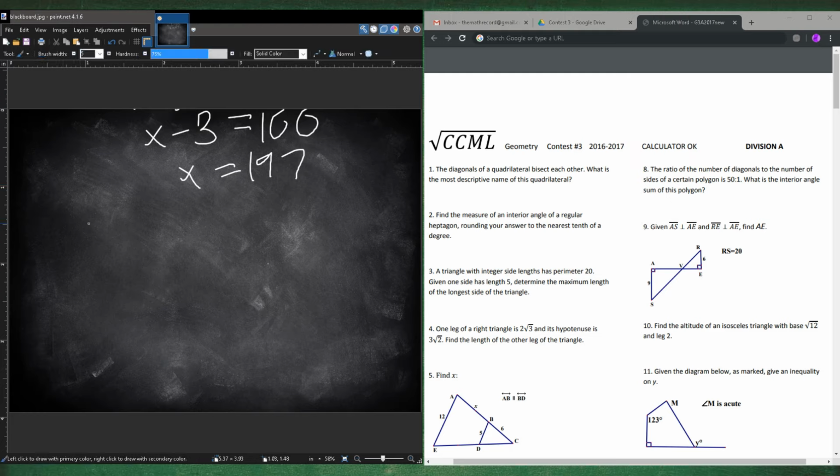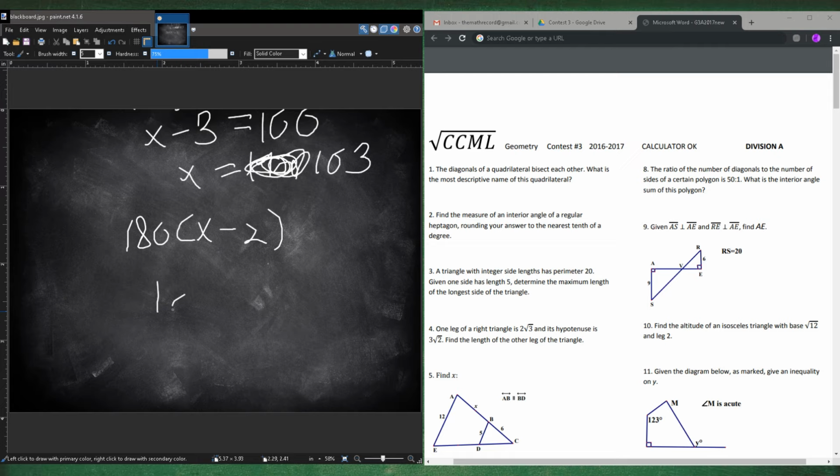Oh, sorry, it's not 197, it's 103. Sorry, can't subtract, can't add. So the sum, as I said before, was 180 times x minus 2. So plugging that into your calculator, you have 180 times 103 minus 2, which is 101.